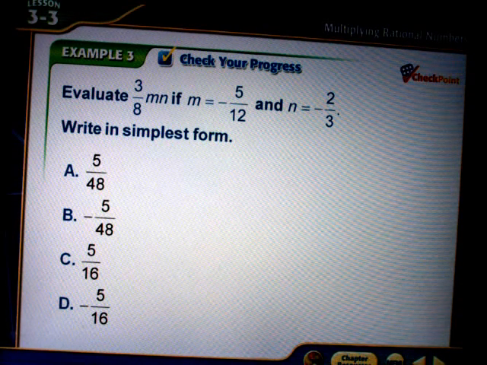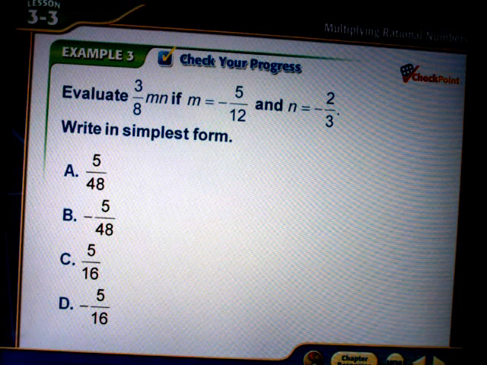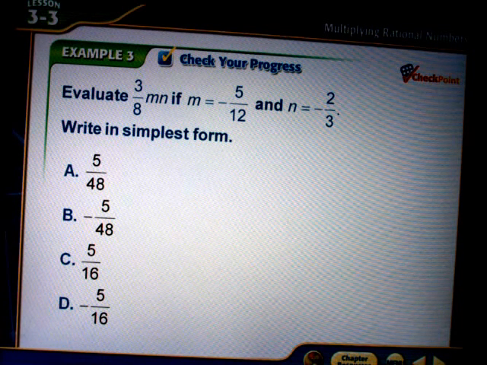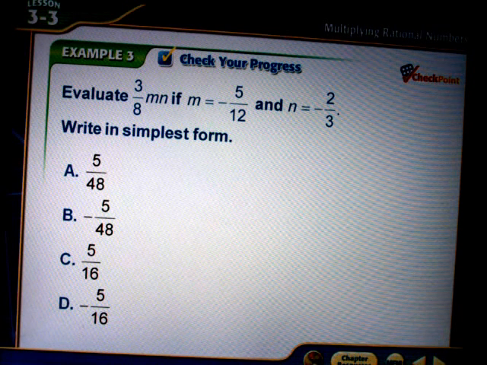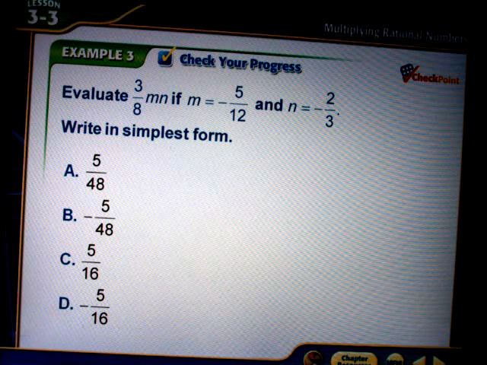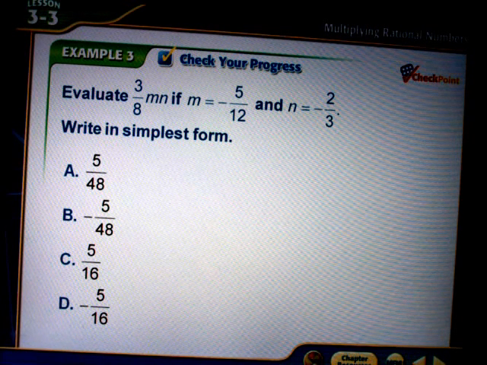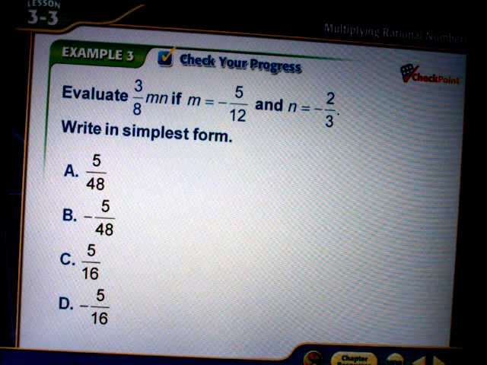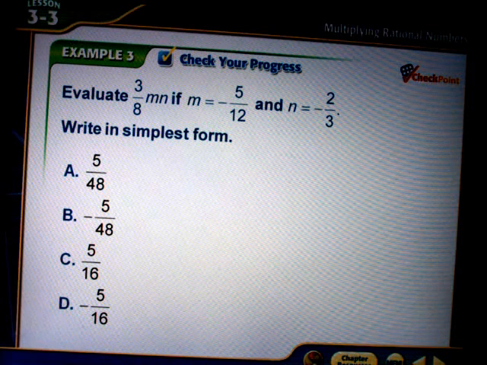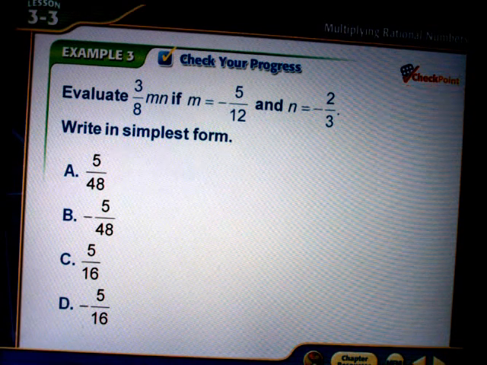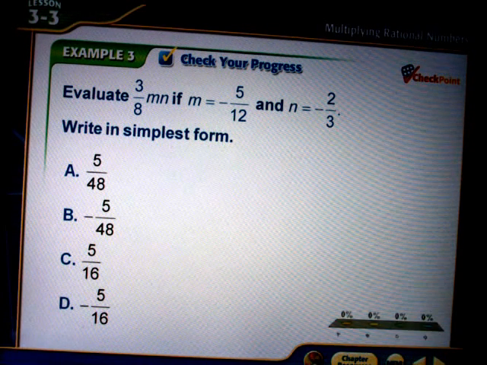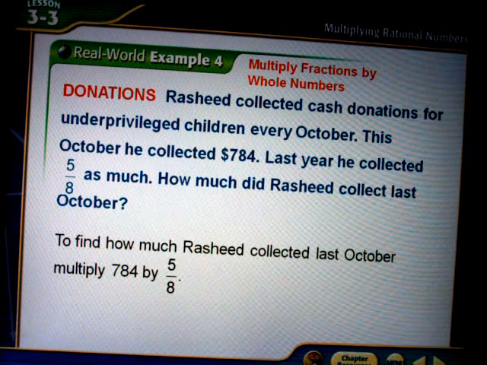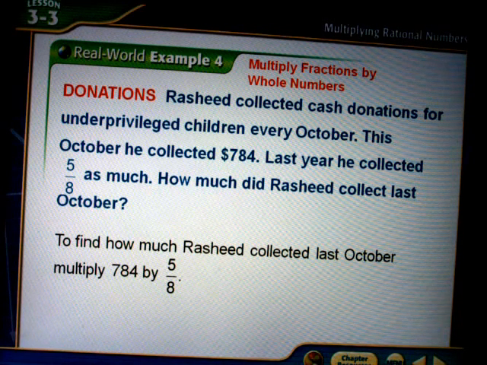Alright, try this one for yourself. You're going to take 3/8 times mn, where m is equal to negative 5/12 and n is equal to negative 2/3. Write the answer in simplest form. Is it A, 5/48, B, negative 5/48, C, 5/16, or D, negative 5/16? And your answer is A.